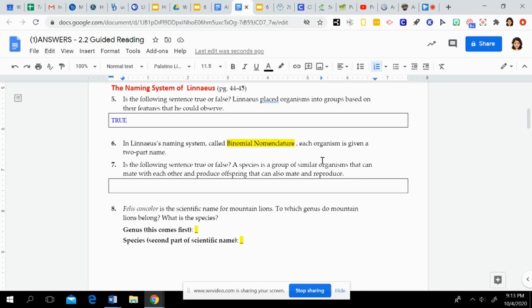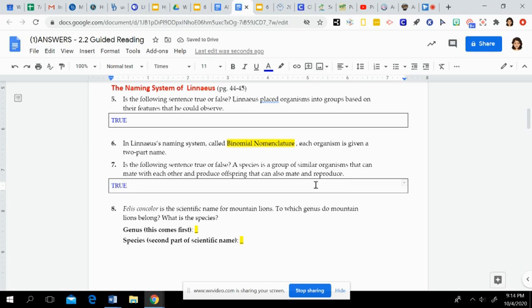Question 7 then is the following statement true or false? A species of a group is a group of organisms that can mate with each other and produce offspring that can also mate and reproduce. For the species, that is the most specific group that organisms can be classified into, and that means that you have the same type of animal within that group, so this is true.